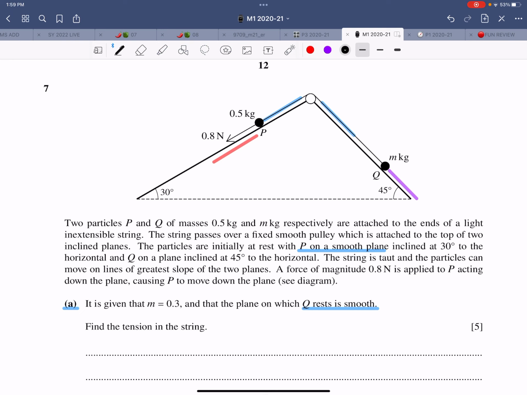So therefore, this is M. This is 0.5 g sine 30 degrees. This is tension. This is going down. And this one tension is here. And this is mg sine 45. The component down the plane is sine. We don't need the cos component. We don't need R because it's all smooth, nothing to do with friction. This particular particle is going up.